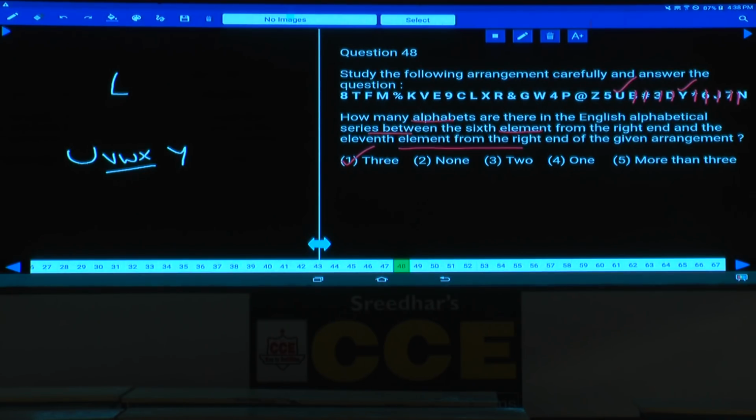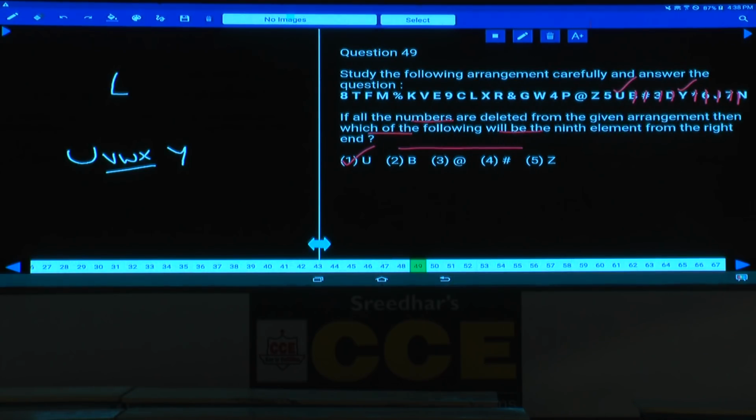Isn't it? Now, the 6th letter from the right hand side is Y and the 11th letter from the right hand side is U. Now in between U and Y, how many letters do we have? We have 3 letters. Hence question number 48, 3, that is choice 1. Then 49. Yes, question number 49.